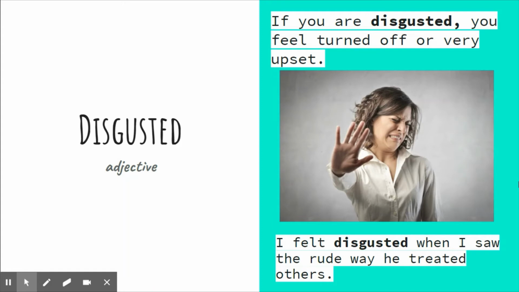Okay, let's go ahead and read this sentence. I felt disgusted when I saw the rude way he treated others. Okay, let's read it. I felt disgusted when I saw the rude way he treated others. Okay, friends, our next word is prodigy.